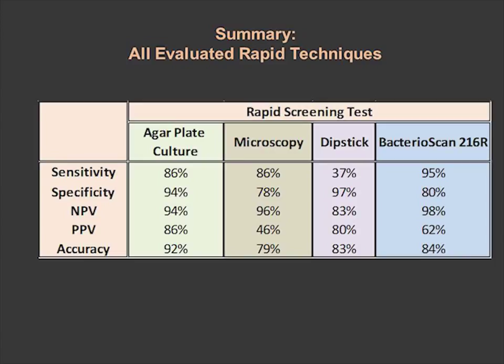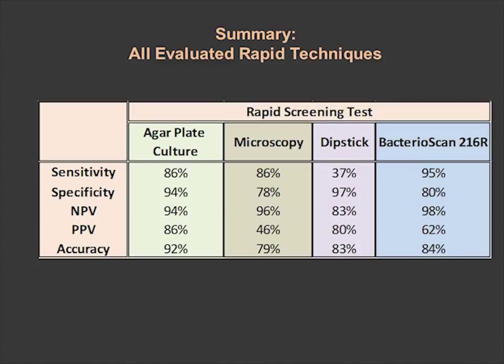Then if we look at our BacterioScan instrument, which, as you remember, gives us results in a very rapid period of time, not quite so quickly as microscopy or dipstick perhaps, but certainly a lot more rapidly than the conventional culture method. Sensitivity was 95%, very good. Specificity, 80%. A negative predictive value, as you would expect for a screen, that's very high at 98%.